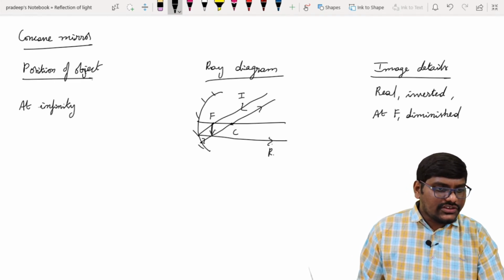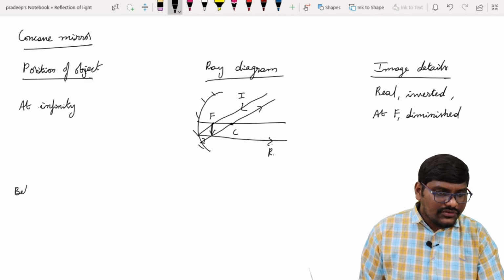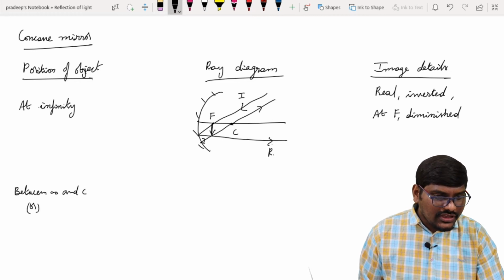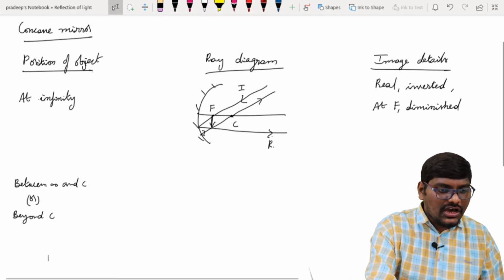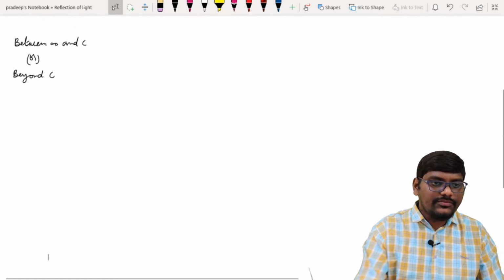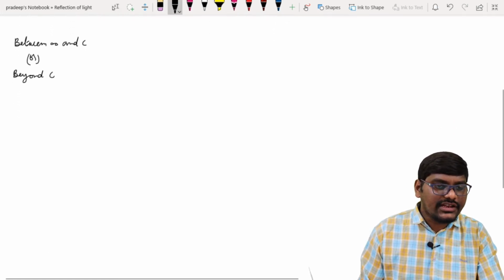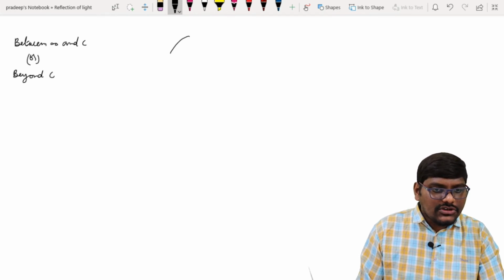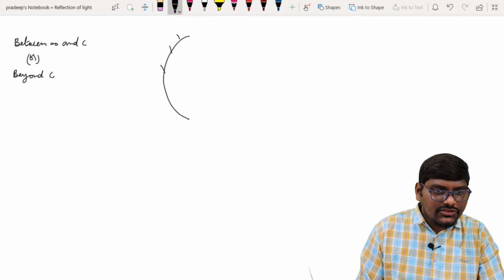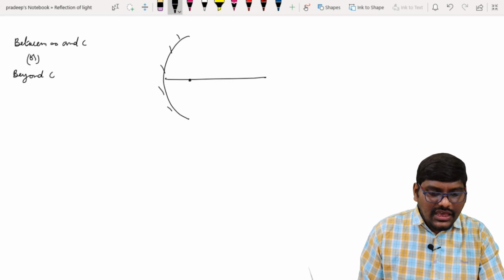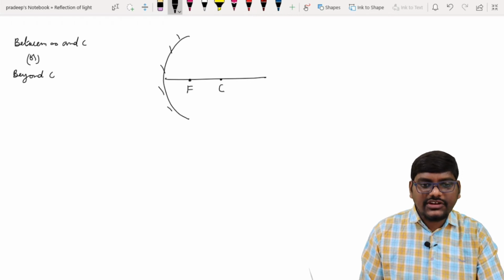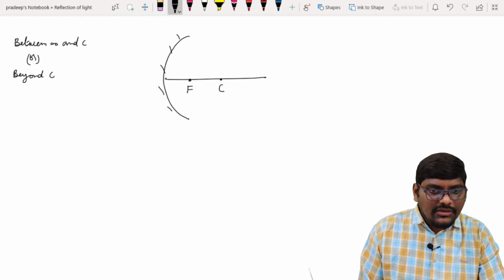So that was at infinity. Let's see the second case. We'll be taking between infinity and C, or the same thing we can say, beyond C. Now we'll try to understand these characteristics also very clearly. So now I'll take a ray diagram. This is a concave mirror, coated again, and it also has the principal axis. Now we are taking F, and we are also taking the center of curvature C.